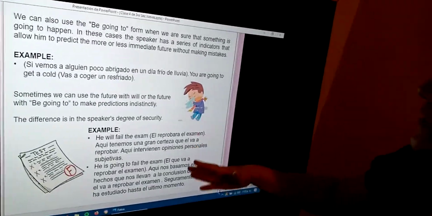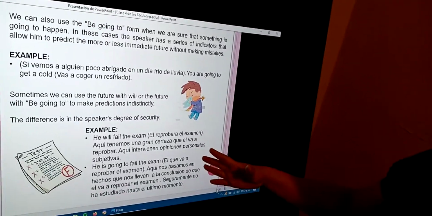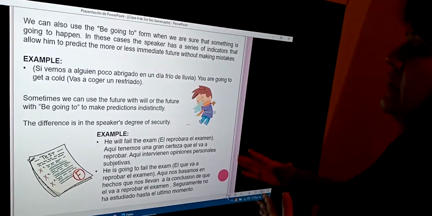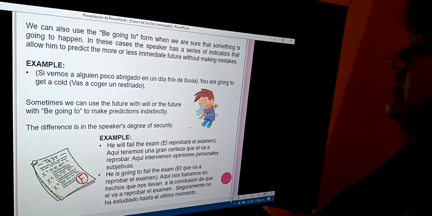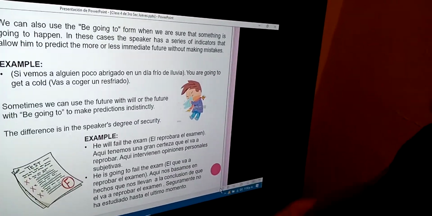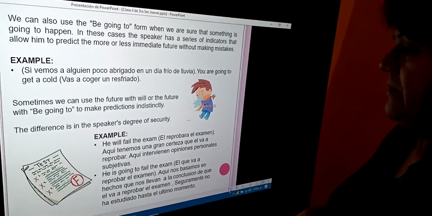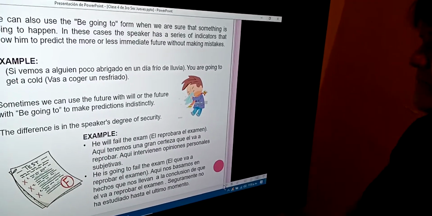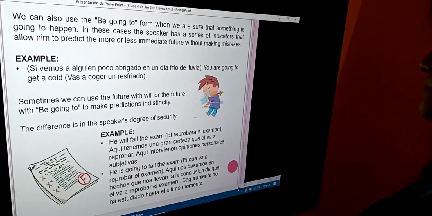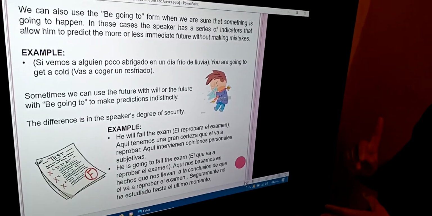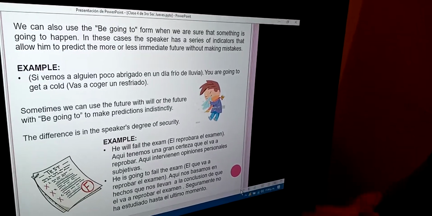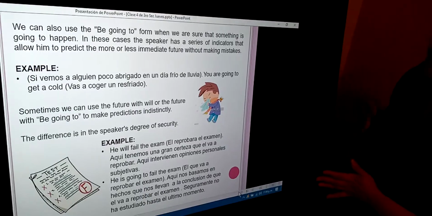These are the two examples: he will fail the exam, or he is going to fail the exam. They are two different examples. He will fail the exam, él reprobará el examen. He is going to fail the exam, él va a reprobar el examen. Aquí nos basamos en hechos que nos llevan a la conclusión de que él va a reprobar el examen. Seguramente no ha estudiado hasta el último momento. Okay? You need to read this example. It is good for you.